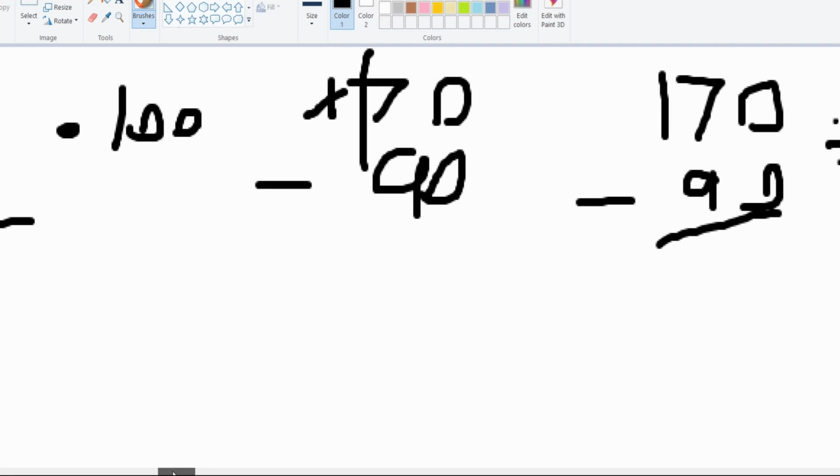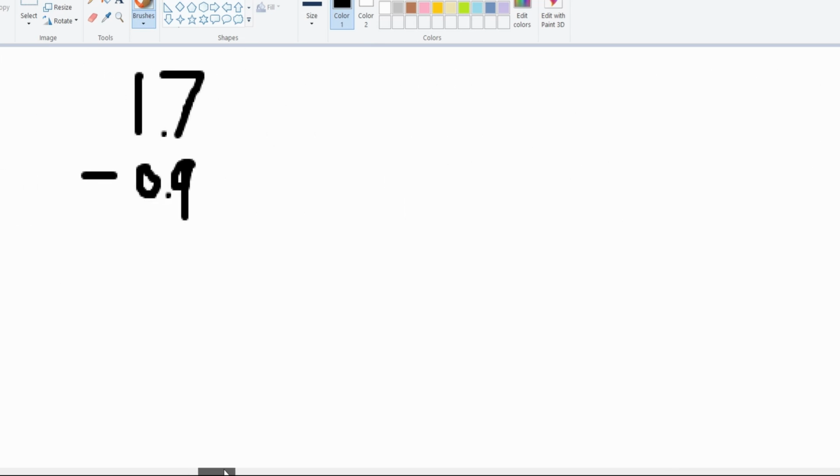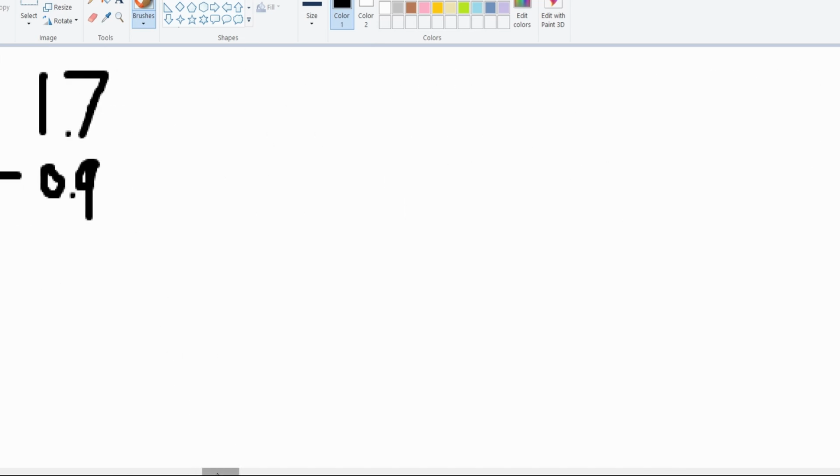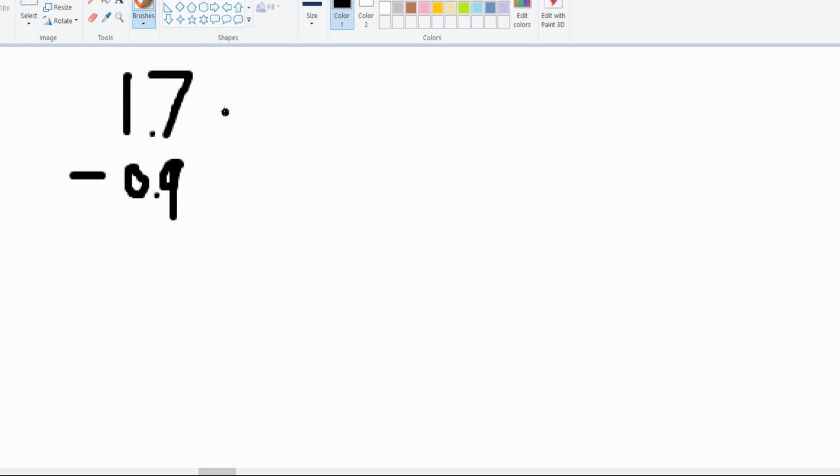Oh, this isn't... Okay, whatever. We're going to squiggle out that 0, so that never happened. So next, we're going to want to multiply by 10. And so we get 17 minus 9.